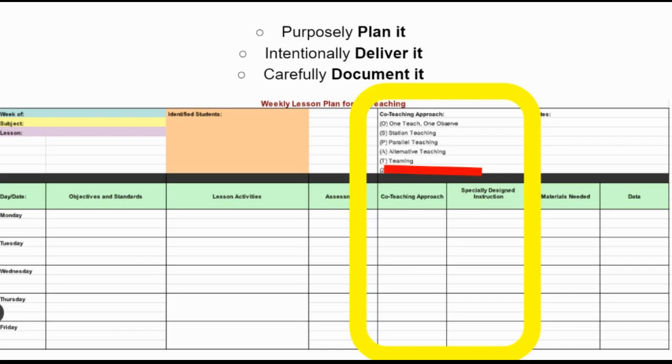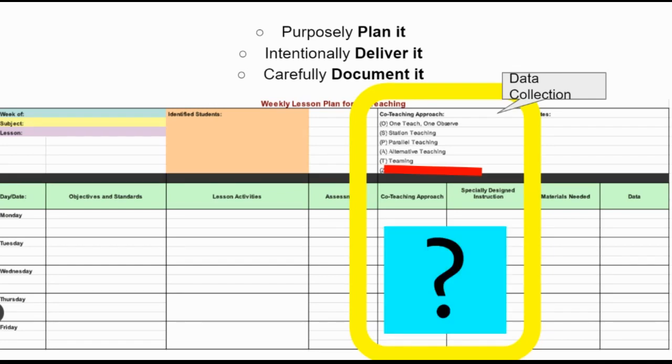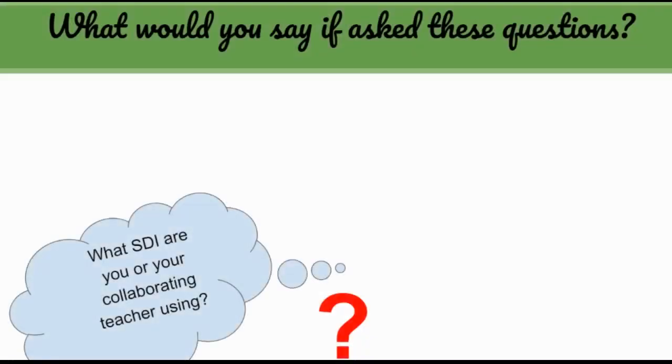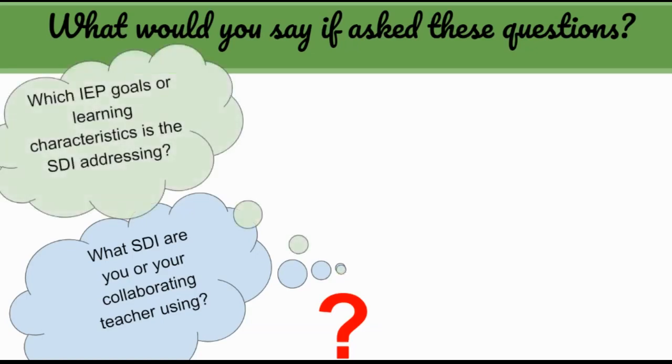The other one actually does have some role in the co-teaching environment when you are collecting data. So you might have one teach and one observe where they are literally taking data on students. So if questions arise like, what SDI are you or your collaborating teacher using? You will have the answers, both of you. You might be asked, which IEP goals or learning characteristics is the SDI addressing? If you've had those macro planning discussions, you know there are these goals that are intentionally being targeted through SDI.